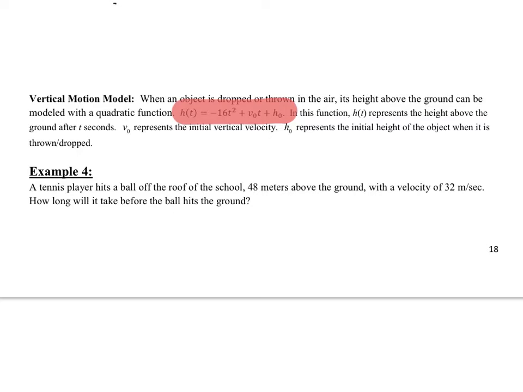So we know that in our problem, a ball is hit off the roof that's 48 meters above the ground, and it's hit at a rate of 32 meters per second. So we know that negative 16t squared plus v sub 0, which is 32t, plus h sub 0, which is 48. And we want to know when it hits the ground, so that means the height when it hits the ground is going to be 0.